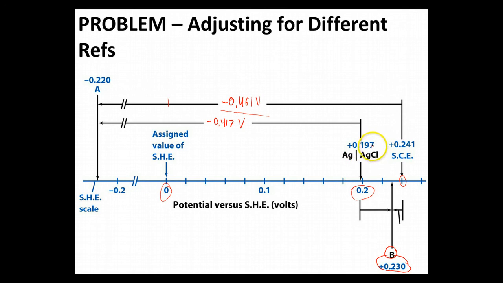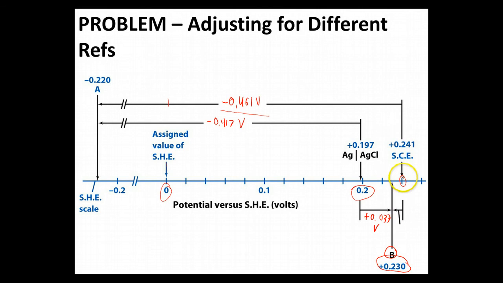So what we want to do, sorry, I should have been gesturing to here. Here we are. So what we're going to do now is say, all right, I measured it at 0.230. My reference is back at 0.197. And so when I just subtract these two, my potential versus this electrode is going to be plus 0.033 volts. Now how about the other one?